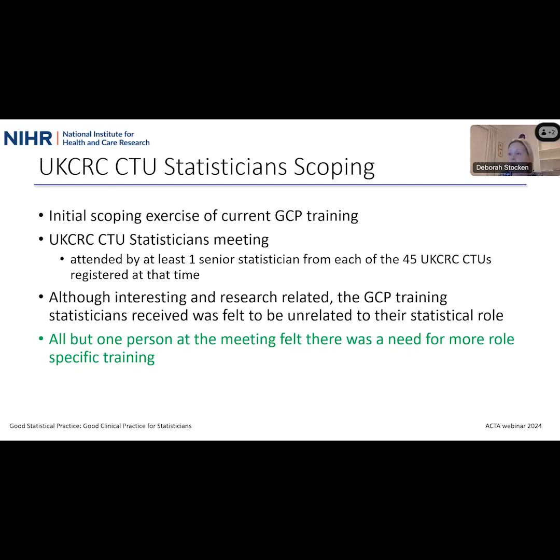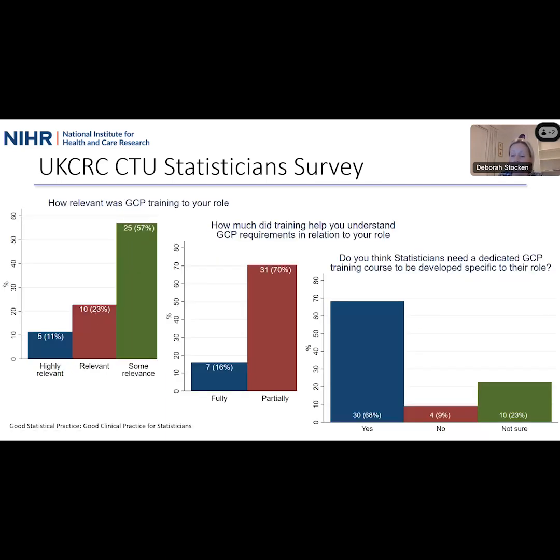So we followed the initial scoping review up with a survey. This survey was a formal survey conducted across the network of the 45 trials units at the time. And crucially, you can see from the graphs here that only 11% of the respondents considered their GCP training to be highly relevant to their role. Only 16% thought it had helped them understand GCP requirements related to their role. And the development of a dedicated GCP training course for statisticians was supported by almost 70% of all those respondents.